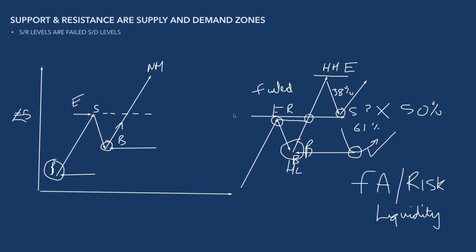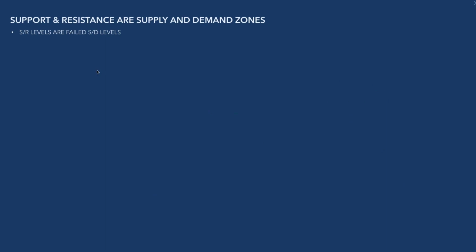So what can we do, right? What can we do to potentially trade both at the same time? So combining support and resistance with supply and demand zones. That's really what we're looking to do. So let me draw that out for you, right? So what you want to see is, you want to see something like this.